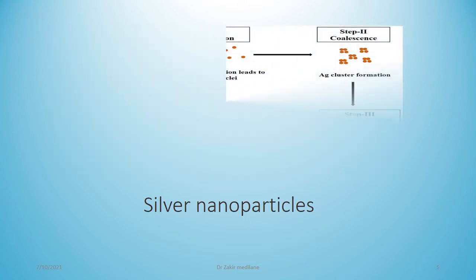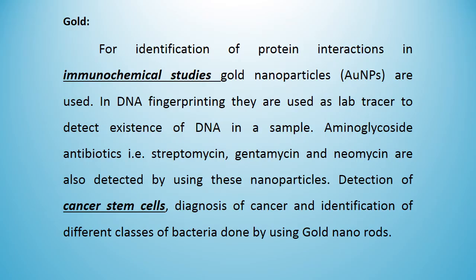We can go to the next step, that is the gold nanoparticle, another type of nanoparticle. In this gold nanoparticle, for identification of protein interaction, they are using gold nanoparticles in immunochemical studies. These are used in the immunochemical studies.